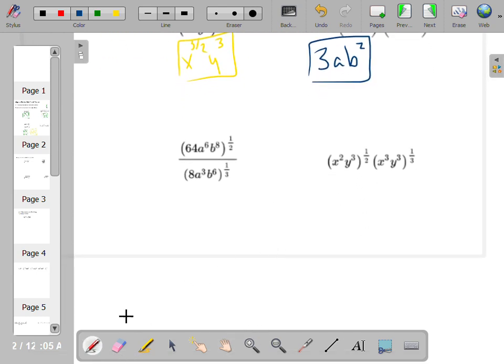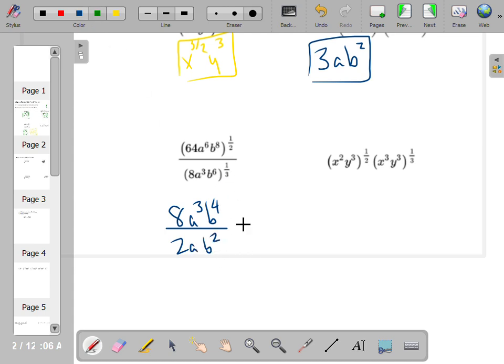Third one, you kind of have two parts. You've got a numerator that I'm going to simplify, and a reminder, to the 1/2 power is really a square root. So I know the square root of 64 is 8, and then I'm going to use my exponent rules. 6 times 1/2 is 3, and 8 times 1/2 is 4. So 8a cubed b to the 4th. Down here, that's a cube root, so the cube root of 8 is 2, and 3 times 1/3 is 1, and 6 times 1/3 is 2.